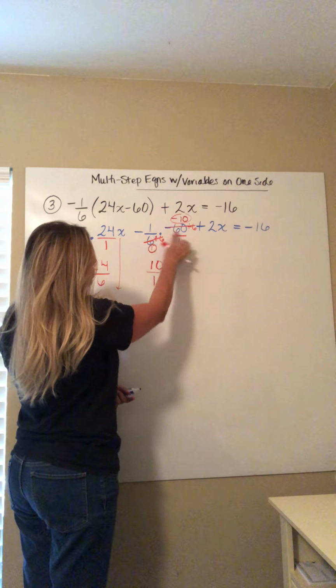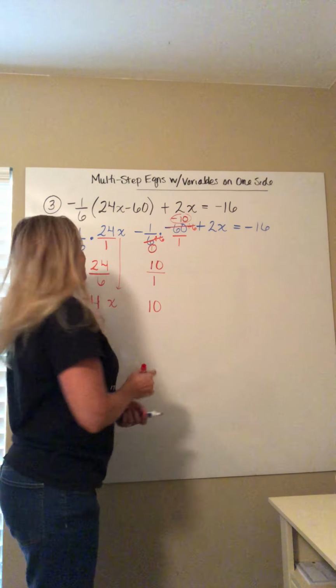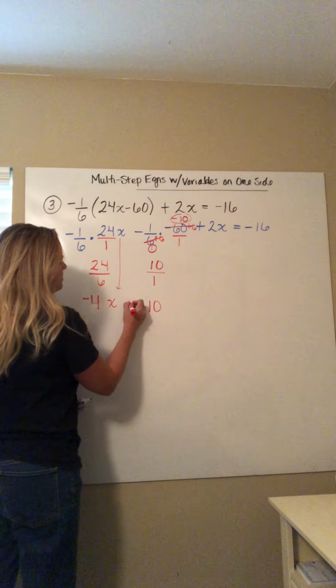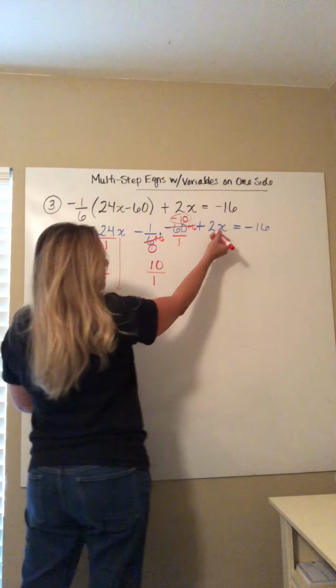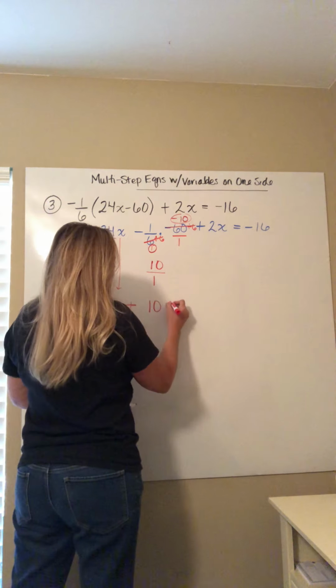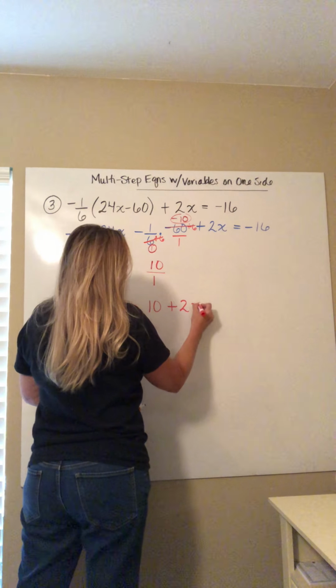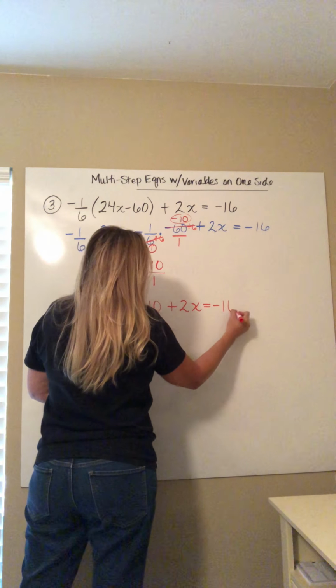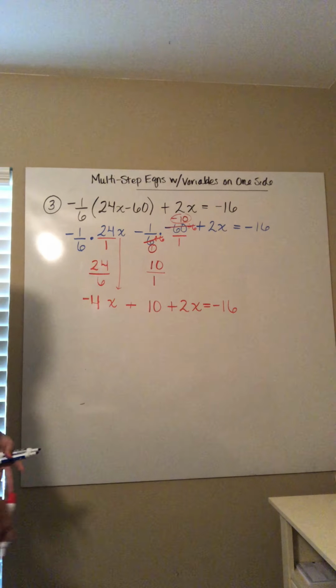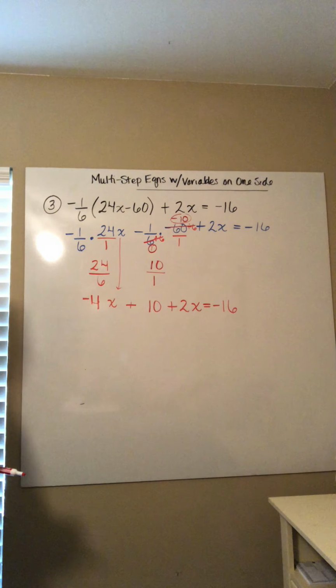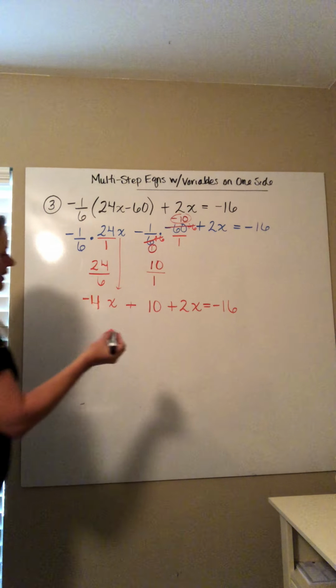Did I have an x on this guy? Nope. So now I have negative 4x plus 10, and now I'm going to bring down the rest of my problem. Plus 2x equals negative 16. And now I'm ready to go ahead and start using all my steps that I know to solve equations.